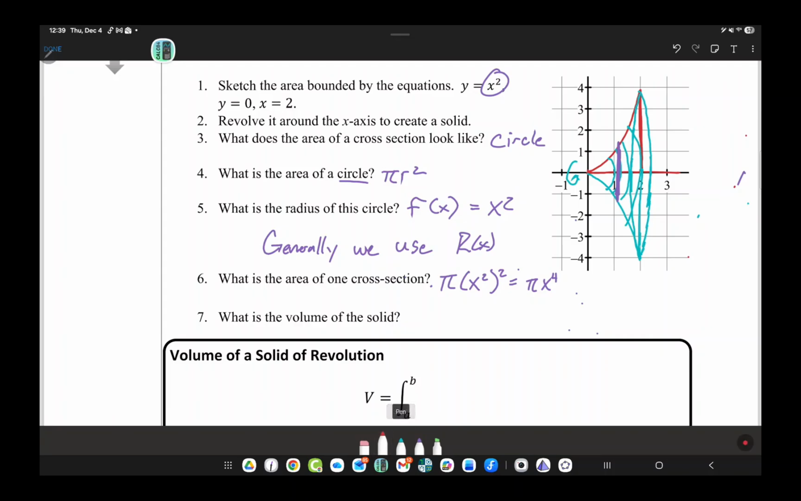Now, the volume of this solid. To find the volume, we would take every little circle that is created using that function and add them up. Which means kind of like Riemann sums, right? And what do we do instead of Riemann sums? Integration. Now, my bounds for x go from 0 to 2. Pi, again, we already said x to the fourth dx. That gives me pi over 5, x to the fifth from 0 to 2, which is 32 pi over 5.